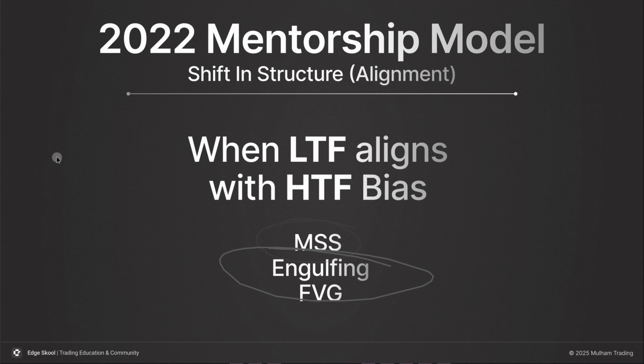It could be even just creating an engulfing candle, right? A candle that is bigger than the previous one, eats the whole previous candle, or a creation of a fair value gap as well. So we could do that. Price could just go to that higher time frame fair value gap and create a lower time frame fair value gap as well. That is an alignment.